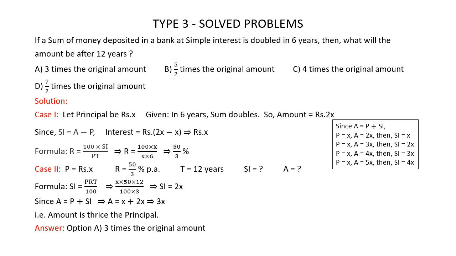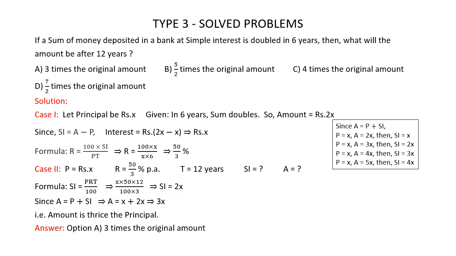Now here we are asked what will the amount be after 12 years. So principal is rupees X. We have found out that R is equal to 50 by 3% per annum. Time is given as 12 years. We have to find the amount. To find the amount, first we have to find the simple interest. And the formula to find simple interest is SI is equal to PRT divided by 100, which is nothing but X multiplied by 50 by 3 multiplied by 12 divided by 100. On solving this, we get SI is equal to 2X.